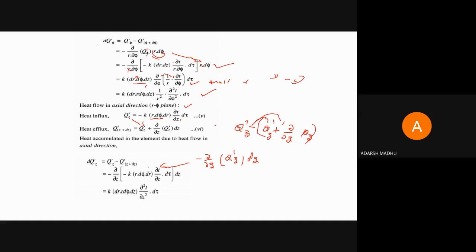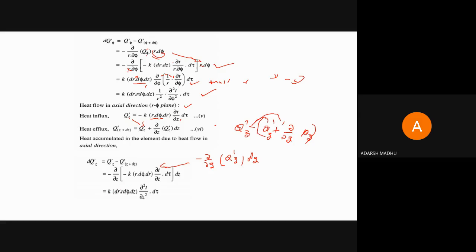So let us see: negative of dou by dou z of Q z, substituting negative K into R d phi dr into dou t by dou z into d tau into dz. Here also we want to take the volume of the element outside. So look what we have here: K is there, R d phi is there, dr is there, and dz is there, for every element. Take the term outside, that is volume into K.